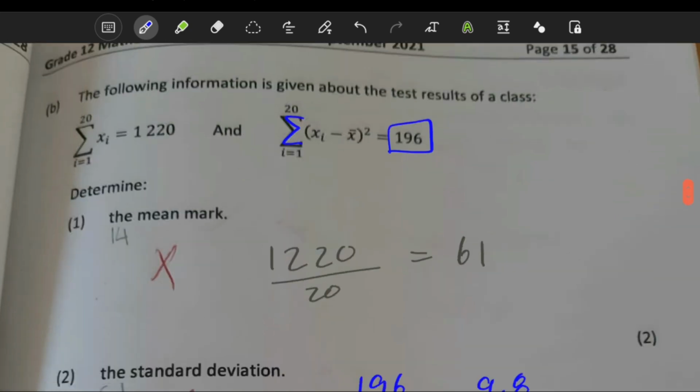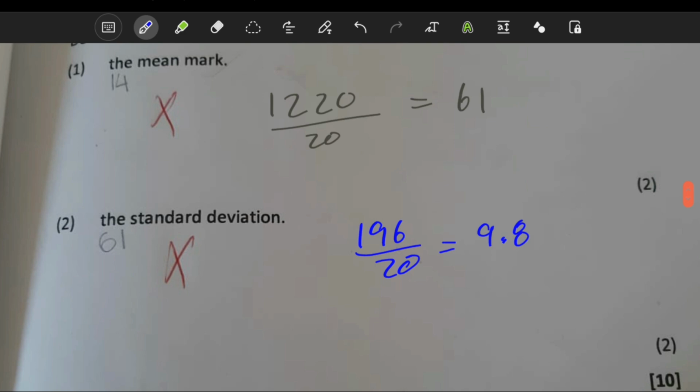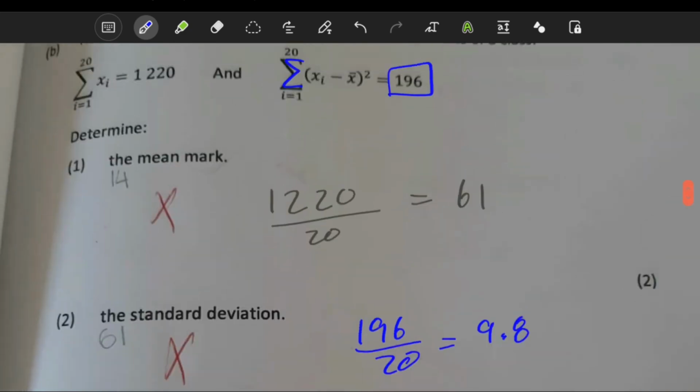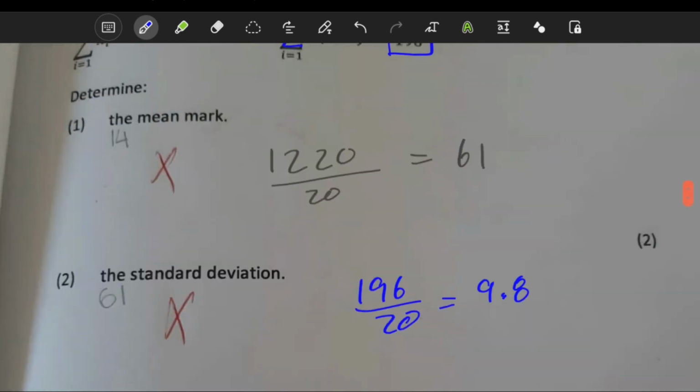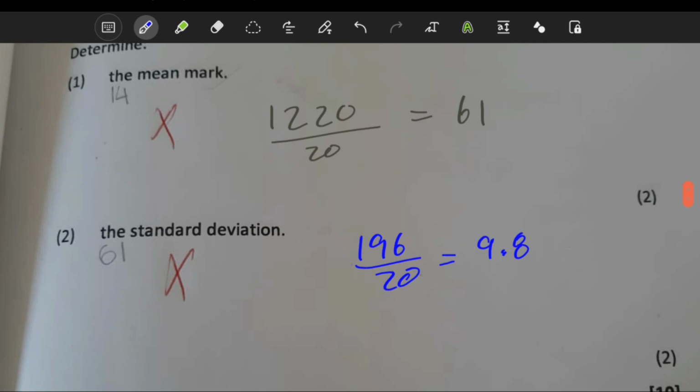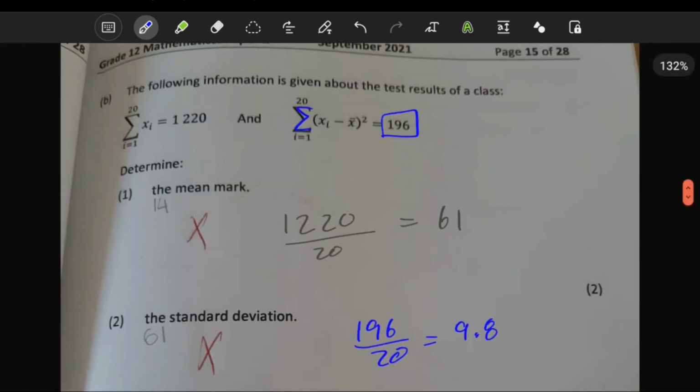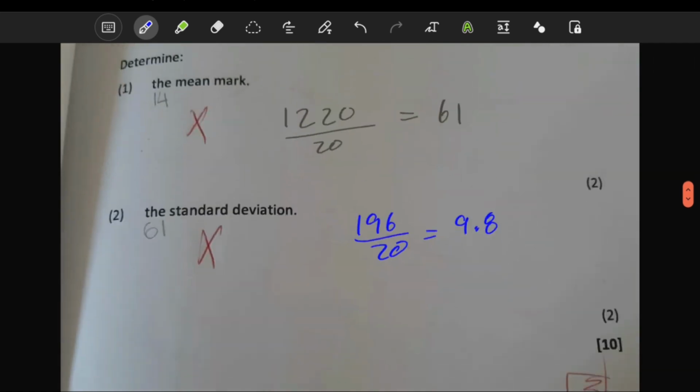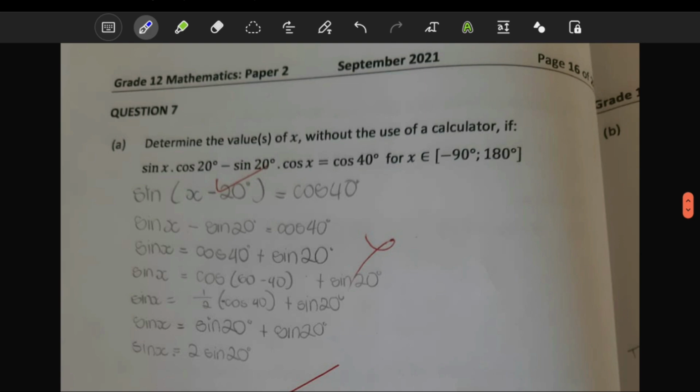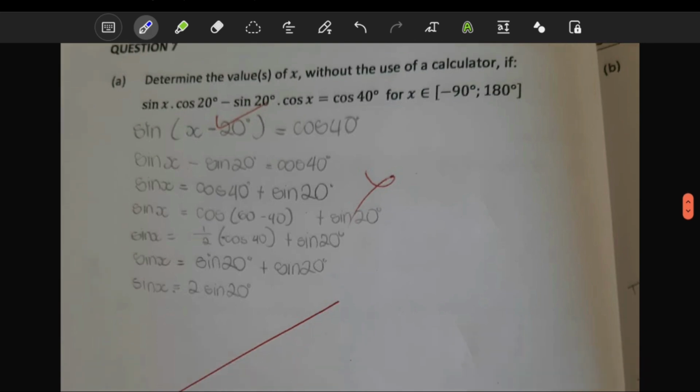So the average of that is just going to be this 196 here over 20, that's going to be 9.8. That's okay. So that's just for 2 marks. Let's see here, the next question. Let's see, what did they want here?